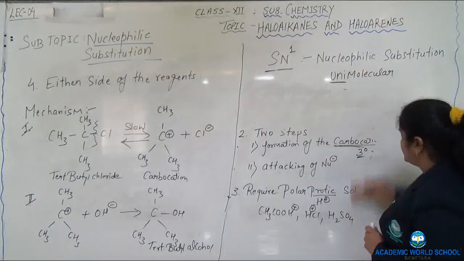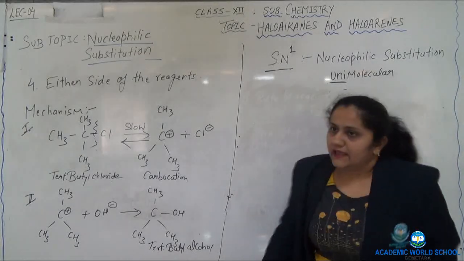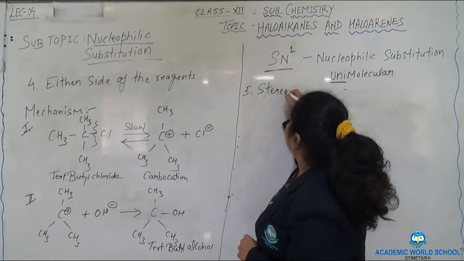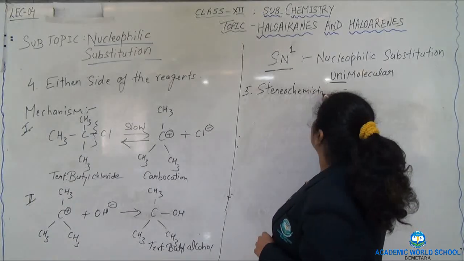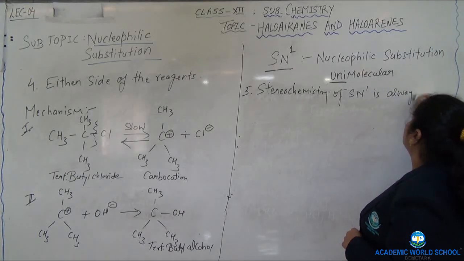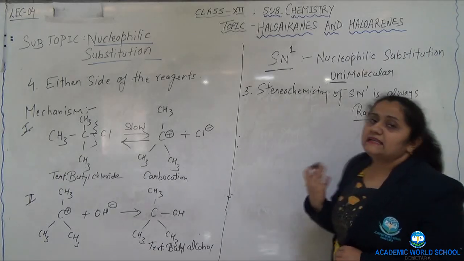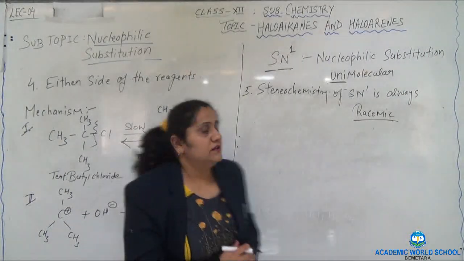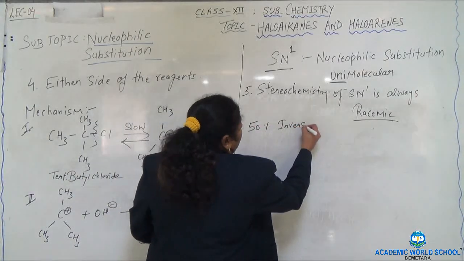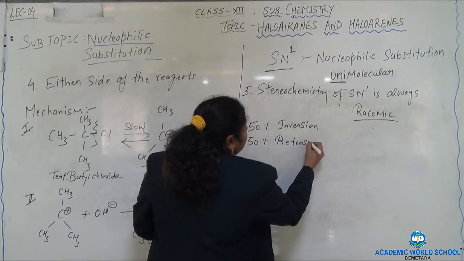So the fifth characteristic of SN1 reaction, stereochemistry of SN1, is always racemic, or you can say racemization. This racemization is also known as 50% inversion and 50% retention. Inversion you all know.